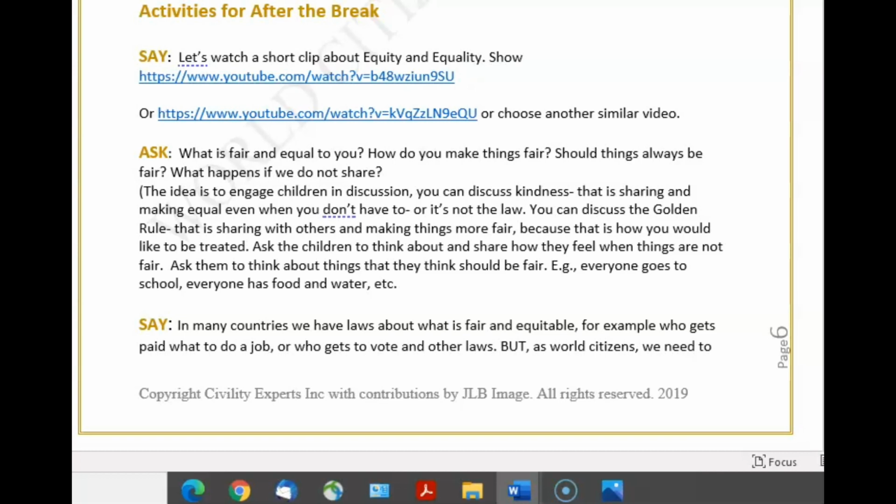So one way that we can encourage social justice, as adults we know that when it's not legislated, we have to rely on kindness. That sharing and making things equal, even when you don't have to or it's not the law, is kindness. And this is called the golden rule. Sharing with others and making things more fair because that's how you'd like to be treated. And maybe next time someone else will have lots and you will have little, and they will treat you with kindness and share and be fair as well.